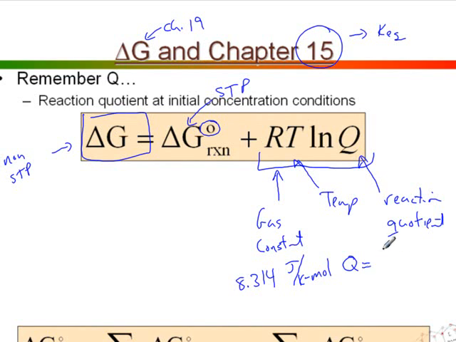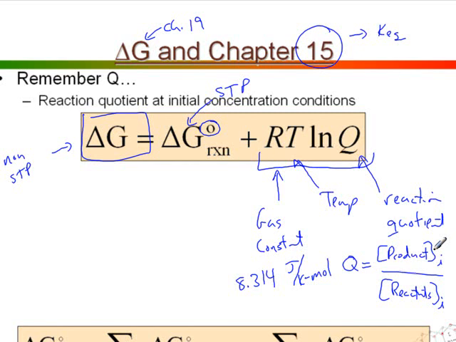This is represented by the concentration or partial pressure of the products initially over the reactants initially. Back in chapter 15, given initial concentration conditions, we could calculate this Q, and then we compared it to the equilibrium constant. So if Q was greater than K_eq, then the reaction shifts back to the reactant side.